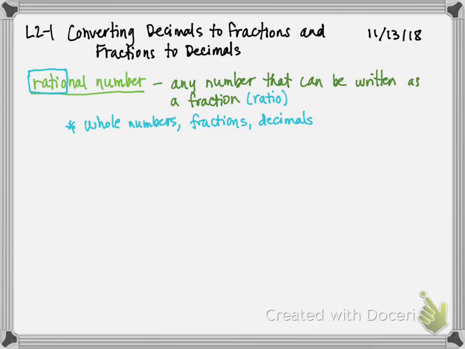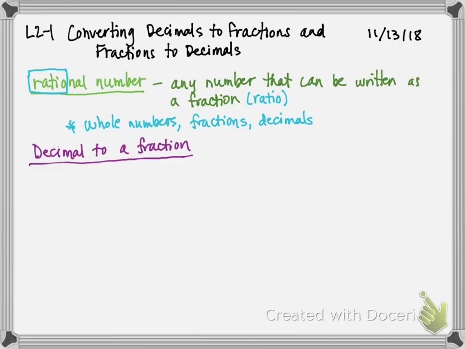Now, you will study irrational numbers. You actually know one of them already. Pi is irrational. So anyway, let's go ahead and get to our processes. Let's talk about how to go from a decimal to a fraction. Decimal to a fraction.